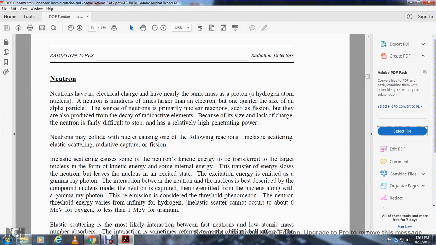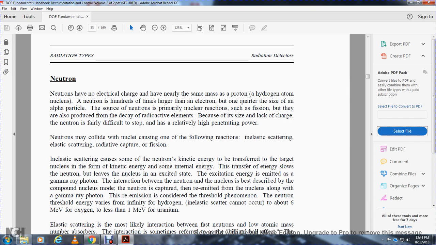Now, neutrons. Neutrons have no electrical charge. They have nearly the same mass as the proton. The hydrogen nucleus is a proton, and the neutron is about 1,800 times the mass of the electron, about one quarter the size of the alpha particle. Some neutrons are produced primarily in nuclear reactions such as fission, but they are also produced by the decay of radioactive elements. Because of the lack of charge, neutrons are fairly difficult to stop. They have relatively high penetration power.